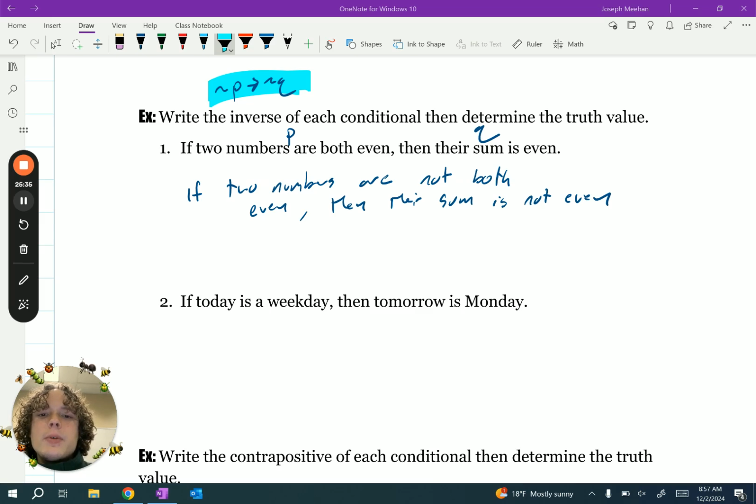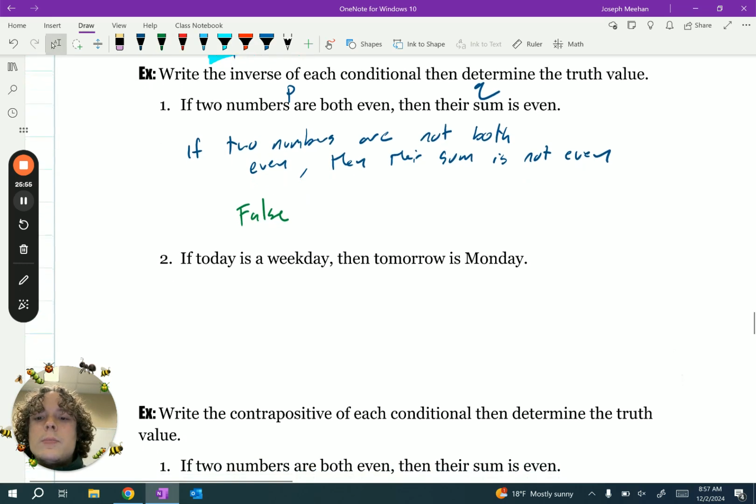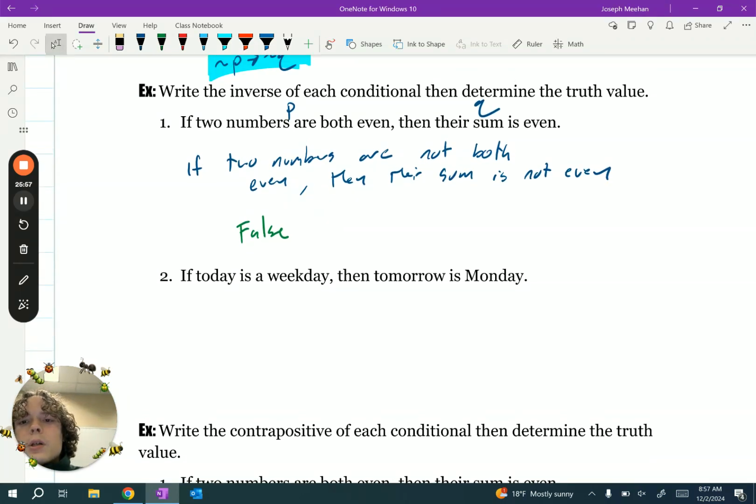Is this true? Find the truth value of this. Well, let's think about this. If we have 2 numbers that are not both even, let's say we have 2 odd numbers. Let's say we have 7 plus 7. If we have 7 plus 7, is their sum not even? No, their sum is even, right? 7 plus 7 is 14. 14 is an even number. So let's say false. The truth value of that conditional, or the inverse of that conditional, is false.